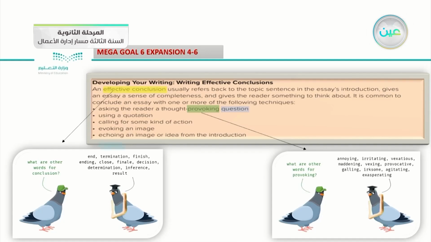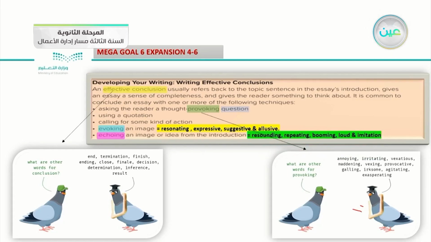And evoking an image. What do you think evoking is? Evoking means resonating, expressive, suggestive, and elusive. So resonating, expressive and suggestive are equal to evoking an image in your essay. Echoing an image or idea from the introduction. What do they mean by echoing an image or idea from the introduction? It means resounding or repeating, or imitating your image from your introduction. I hope it is easy for you and gives you a sense of the meaning of effective conclusion, provoking a question, evoking and echoing an image from your essay.